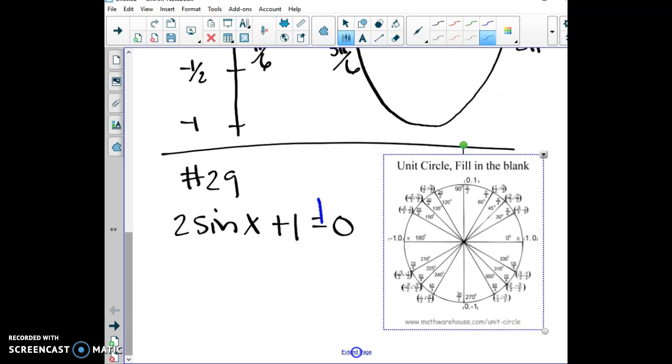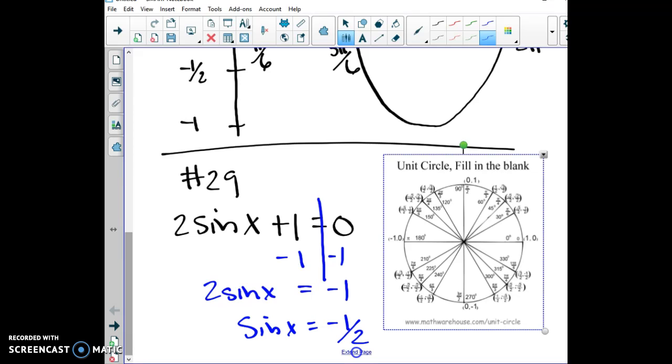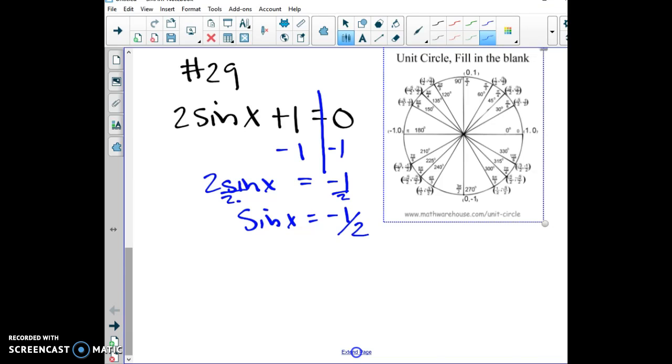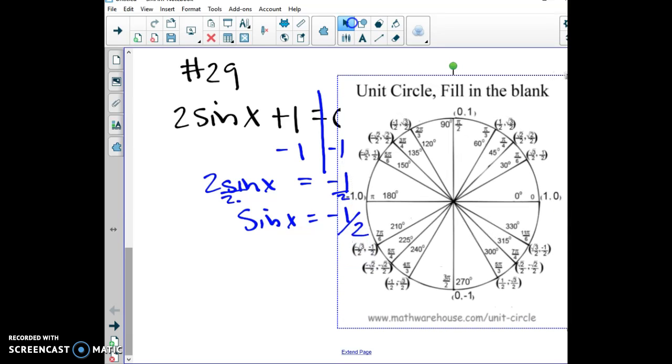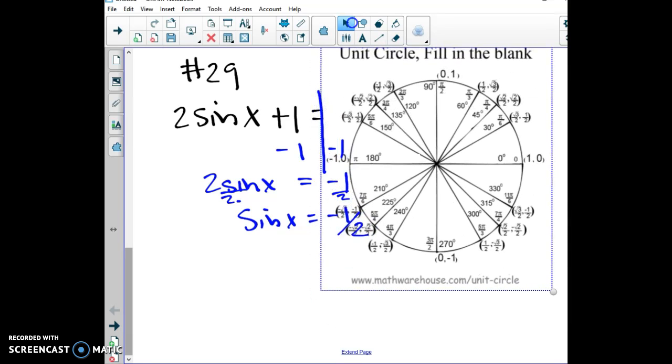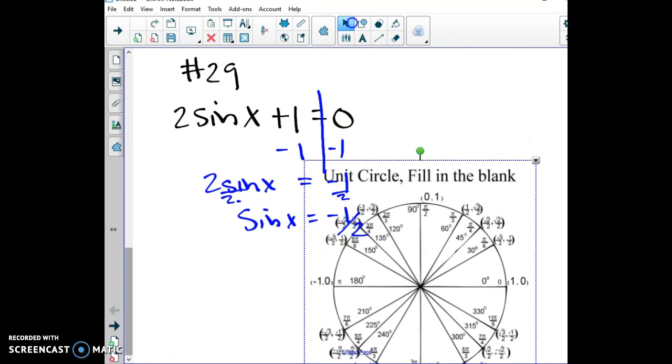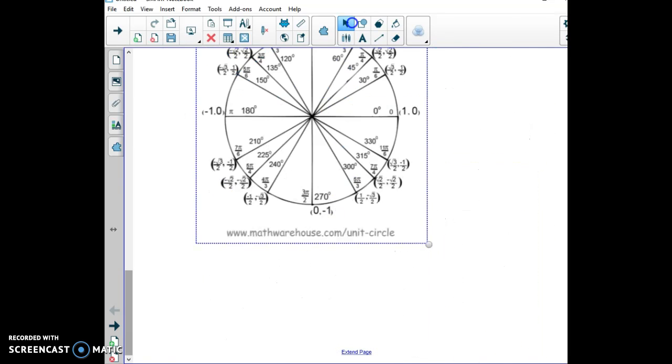Well, we're going to use that same algebra. We're going to subtract 1 this time, and we're going to divide by 2 again. You can see we're going to get something very similar. Where is the sine of x equal to negative 1/2 by the time we complete all of our algebra? We're going to look at the unit circle. Sine is negative 1/2. If we enlarge that, we can see that sine is negative.